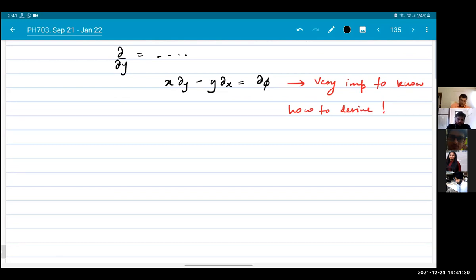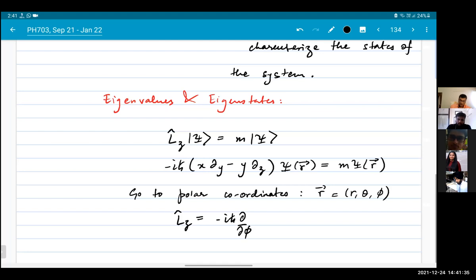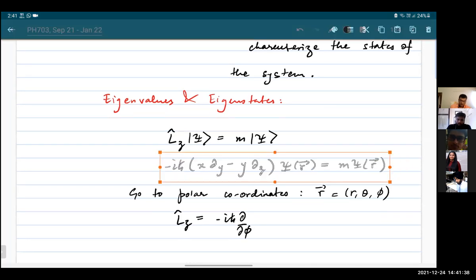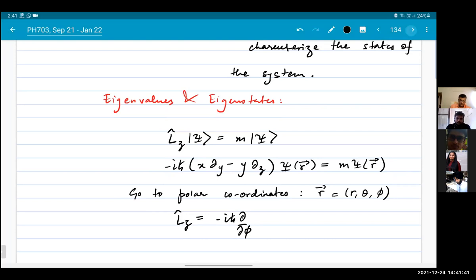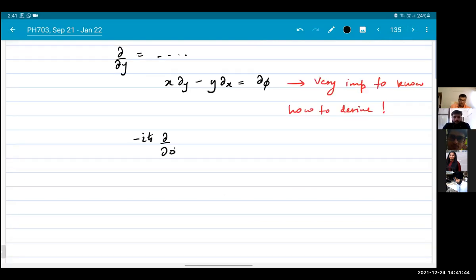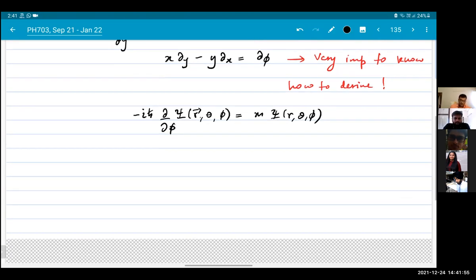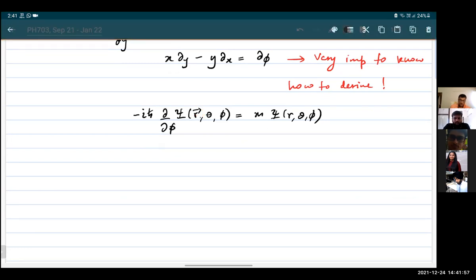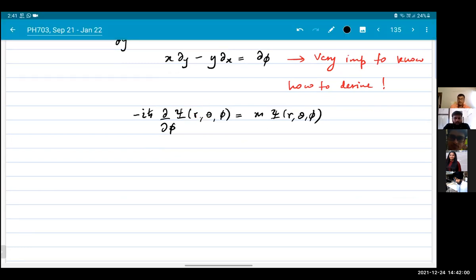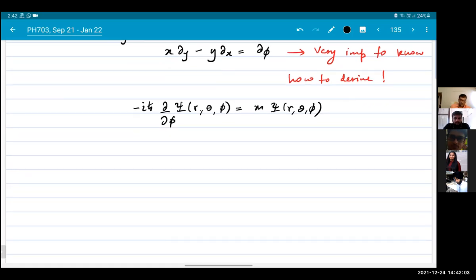So now we can look again at this eigenvalue equation. And now this eigenvalue equation becomes minus i h bar d by d phi of psi of r, theta, phi is equal to m times psi of r, theta, phi. Okay? Not a vector. Now, how can I solve this equation? Well, it's simple.